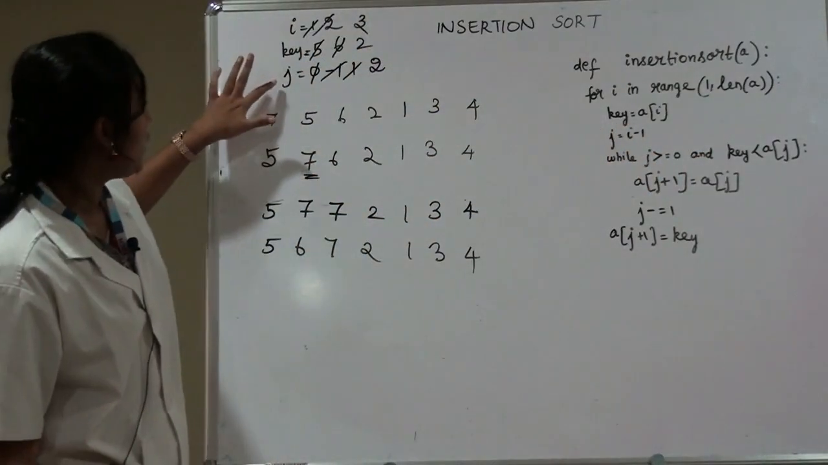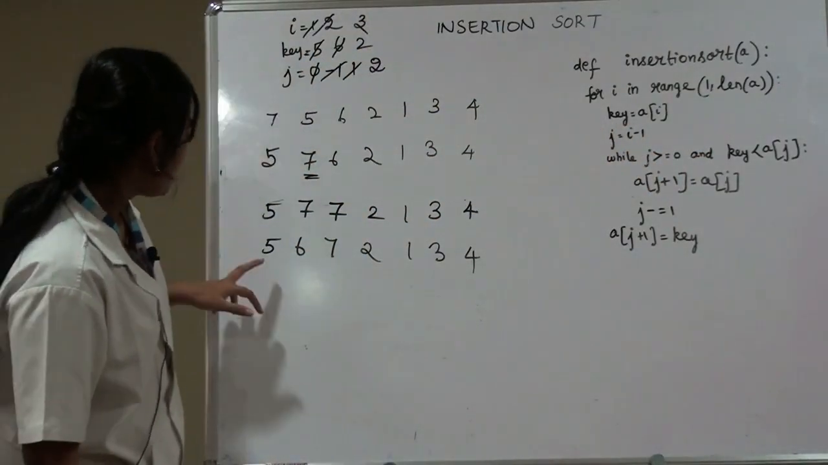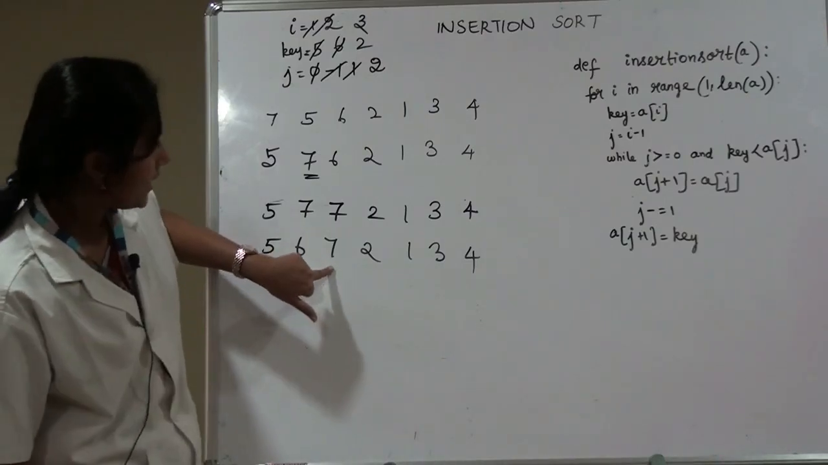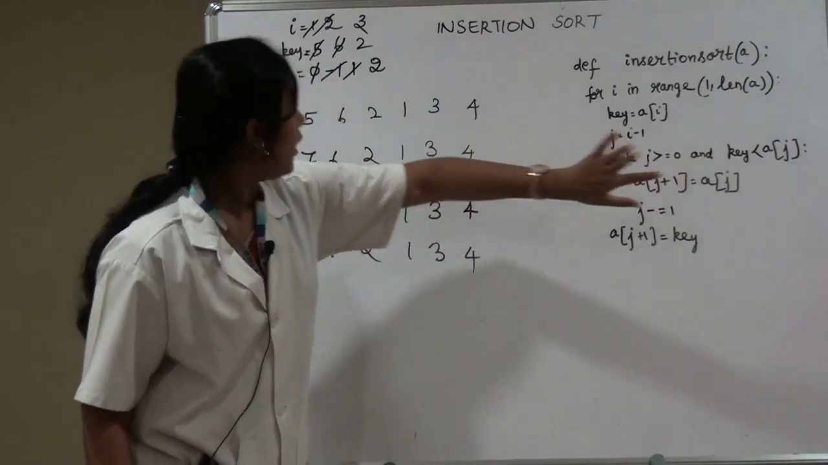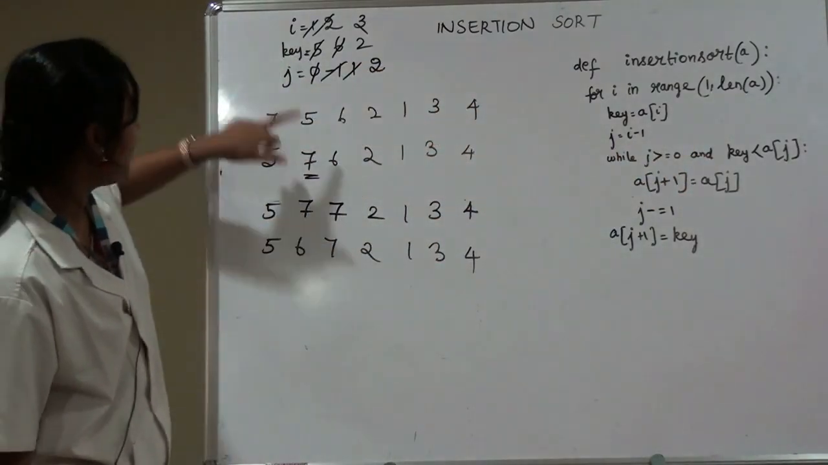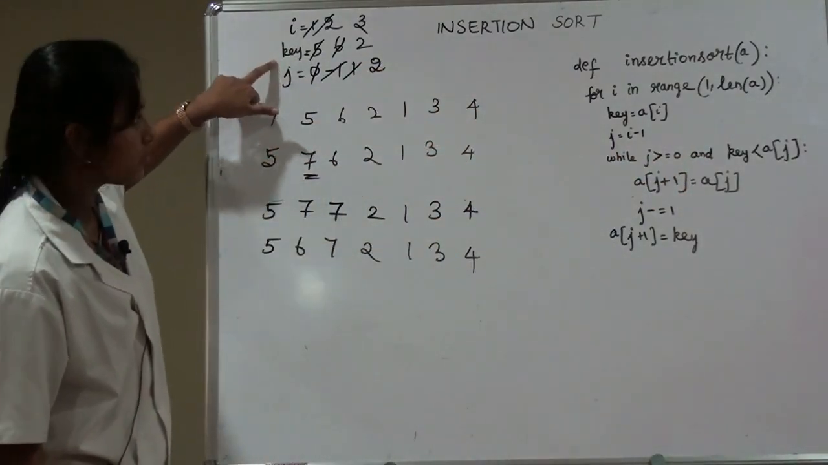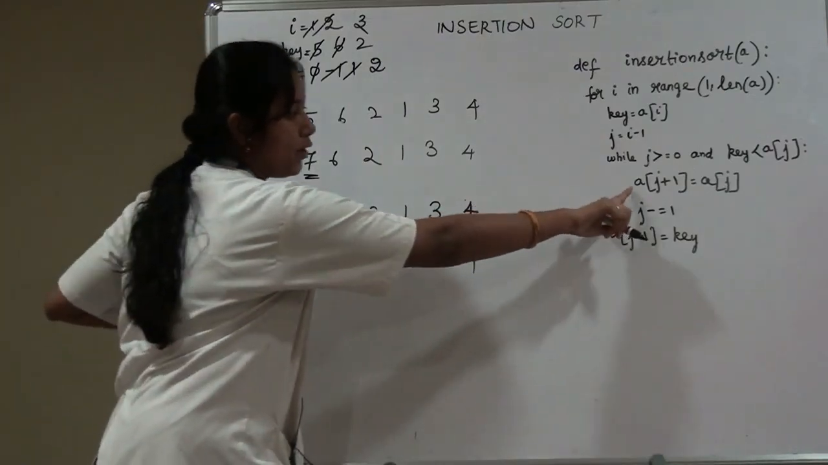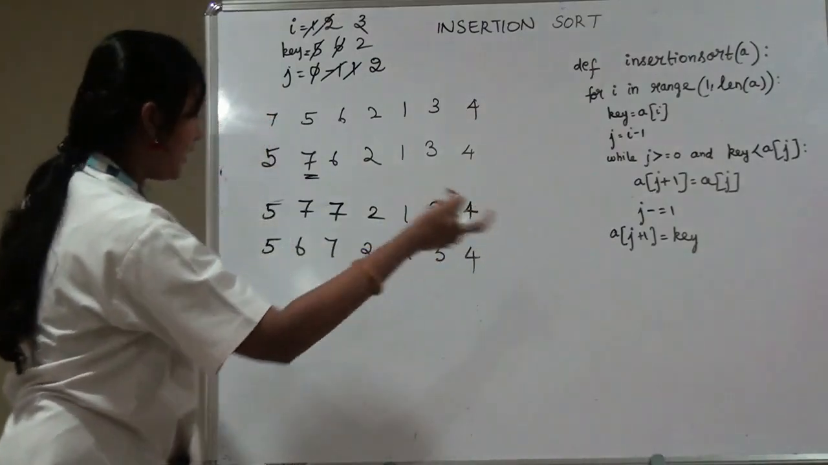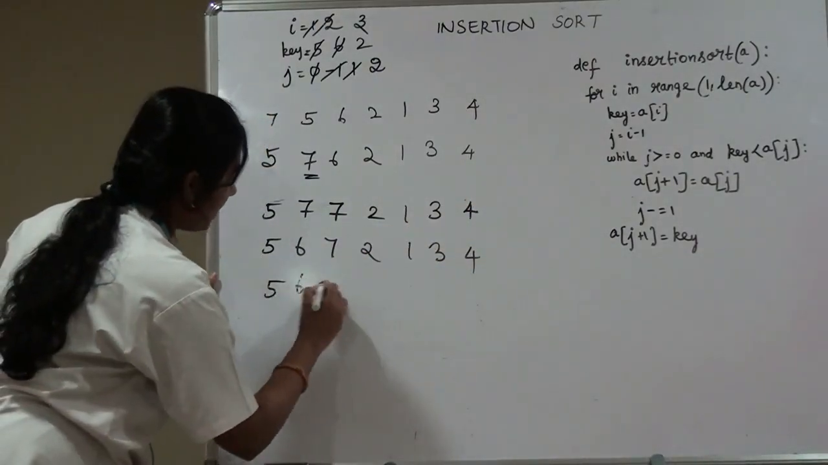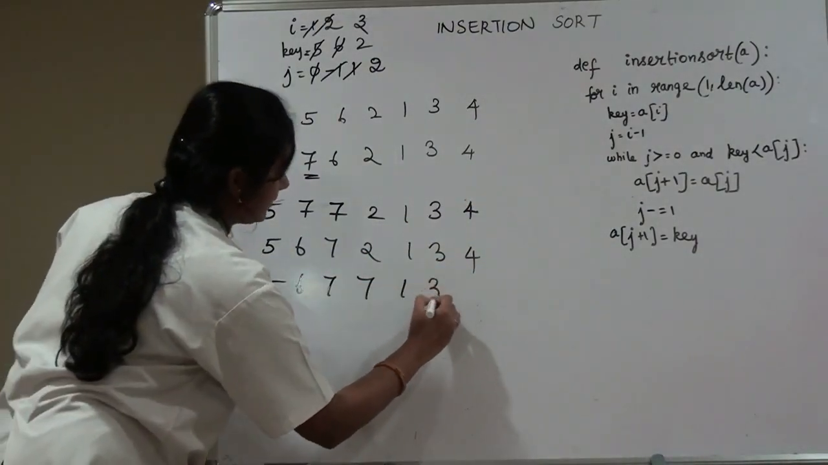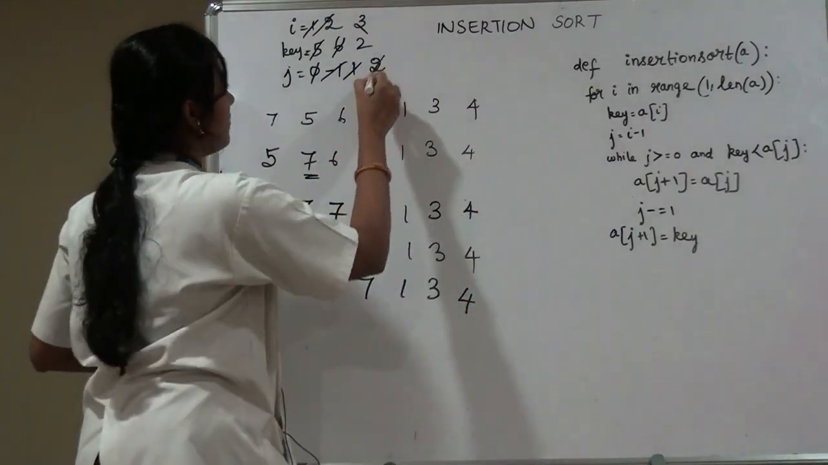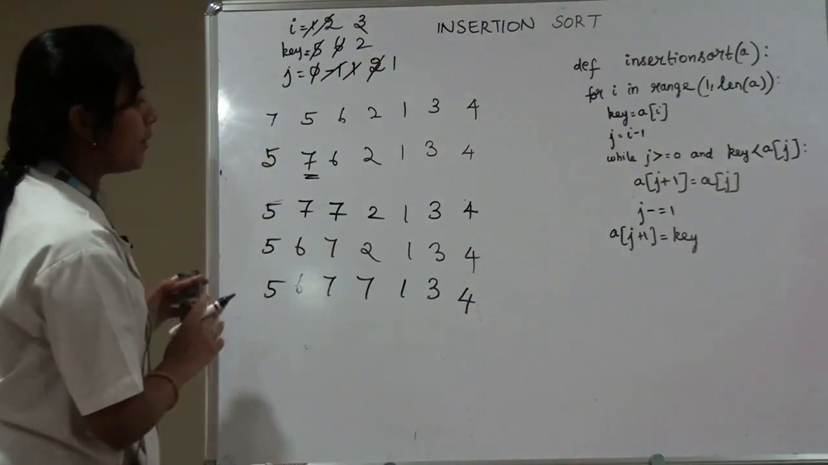So what is A[j]? A[2]. So what is A[2]? 7. A[j] is 7, key is 2. So the condition is satisfied. 2 is less than 7. So what you are doing? You are again moving the 7 to the right. So what will happen? I will get something like this. Okay. Now I am decrementing j. So now my j will become 1.